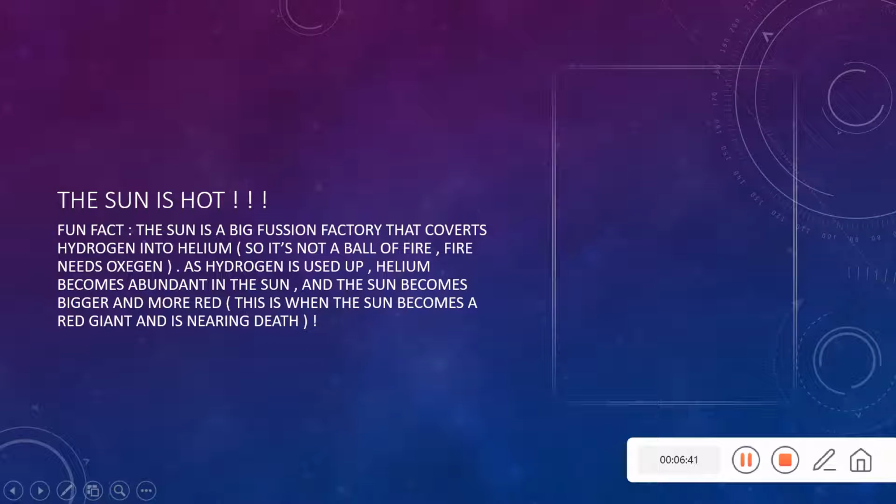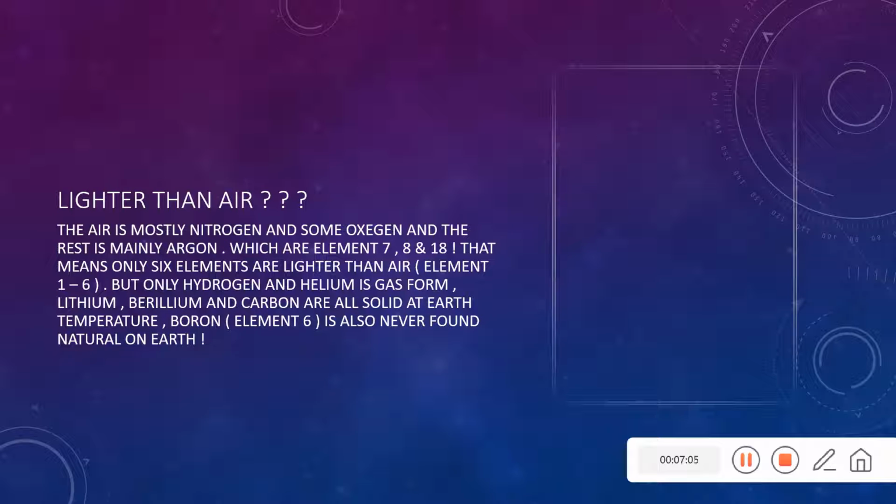Fact zone. The sun is hot. Fun fact, the sun is a big fusion factory that converts hydrogen into helium. So it's not a ball of fire. Fire needs oxygen. And as hydrogen is used up, helium becomes more abundant in the sun, and the sun becomes bigger and more red. This is when the sun becomes a red giant and is nearing death.